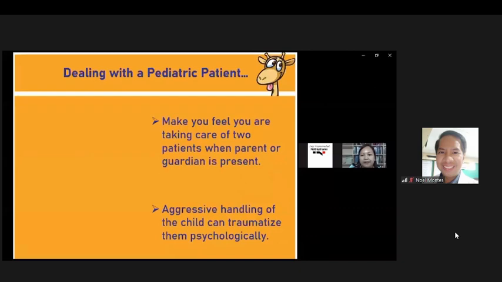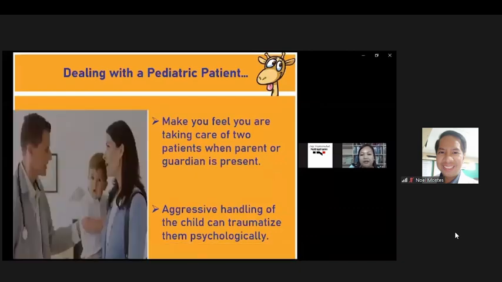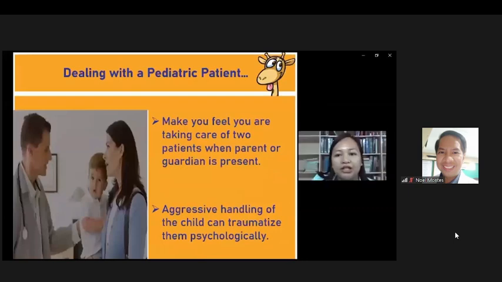So in dealing with a pediatric patient, it usually makes us feel that we are taking care of two patients: the patient in itself as well as their parents and guardians. It is worthwhile to know that children usually behave in a way consistent with how they truly feel. Thus, they should be handled gently, and establishing rapport would be of great help in dealing with them.